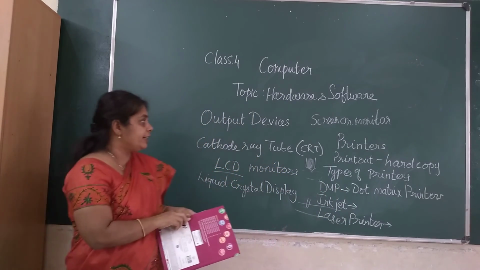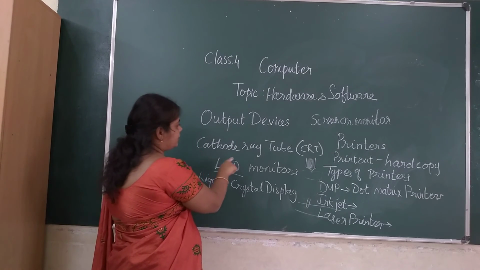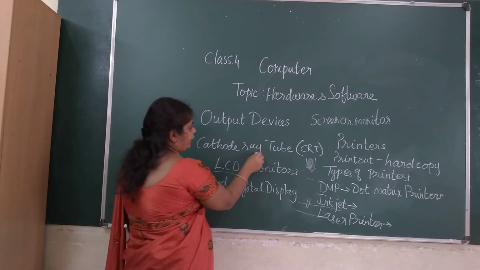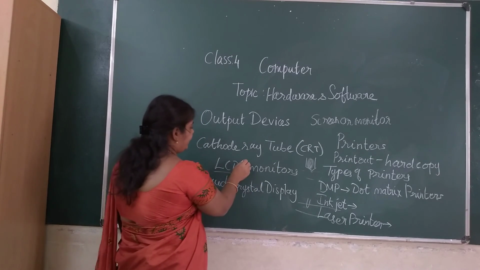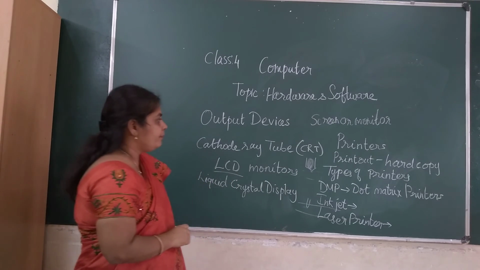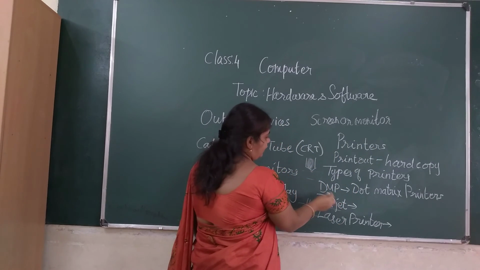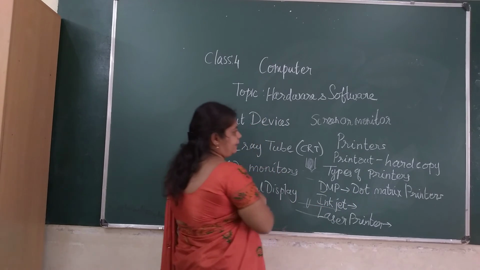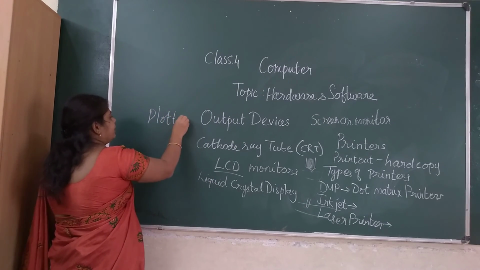Take your textbook and read, children. Once again I will revise. The first one is the monitors. You have the cathode ray tube, which is being replaced by the LCD monitors. Next you have the output device, printers. What printers do you have? Dot matrix printers, inkjet printers, laser printers. Then we learned plotters and speakers.